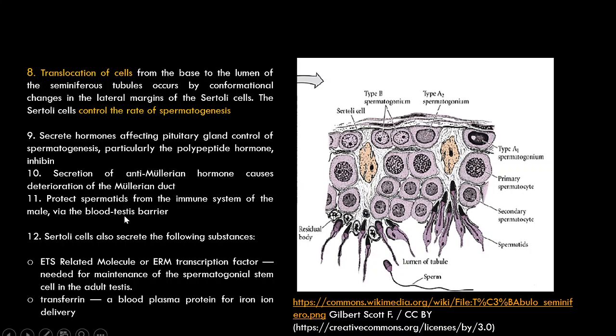The Sertoli cells also protect the spermatids from the immune system by maintenance of a blood testis barrier. Other substances which are secreted by the Sertoli cells include the ATS related molecule or ERM transcription factor, which is needed for the maintenance of the spermatogonia in the adult testis. They also secrete transferrin, which is a blood plasma protein for iron delivery.